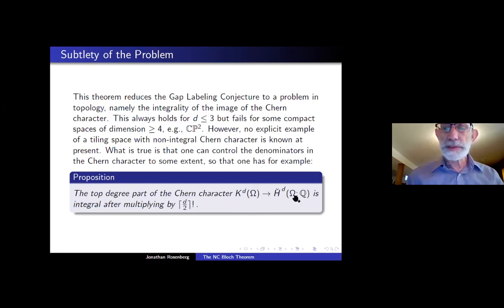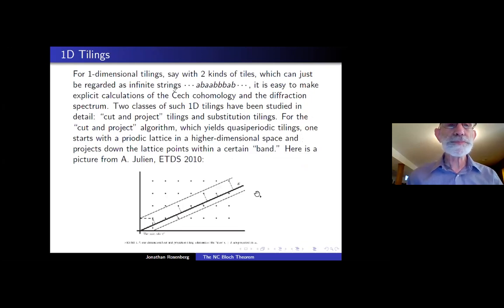This is not using anything specific about tiling spaces. This is just a general fact about the Chern character on compact spaces in general. This just comes from the definition of the Chern character. But whether tiling spaces are different from general compact spaces or not is not totally clear. I mean, there are some restrictions on what kinds of spaces you can get here, but what the Chern character looks like on them is still not totally clear. Now, that's about it for the general theory.